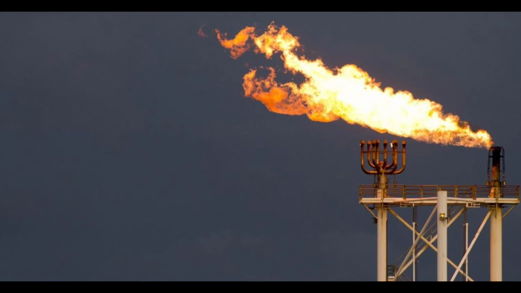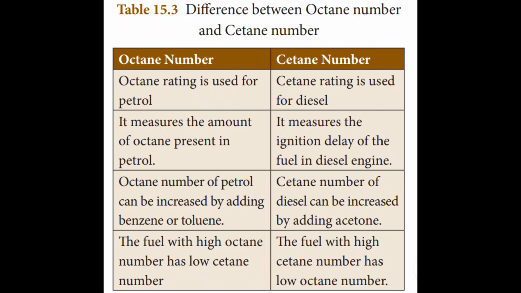Now we are going to see the difference between octane number and cetane number. Octane rating is used for petrol. Cetane number rating is used for diesel. Octane number measures the amount of octane present in the petrol. Cetane number measures the ignition delay of the fuel in a diesel engine.